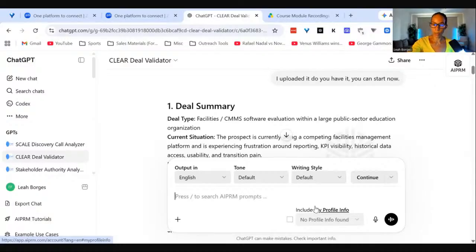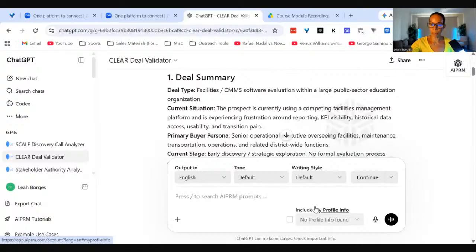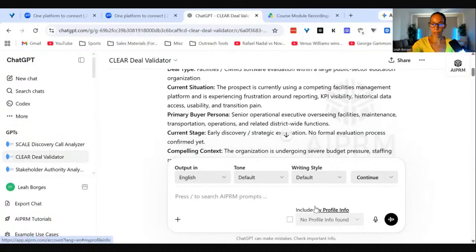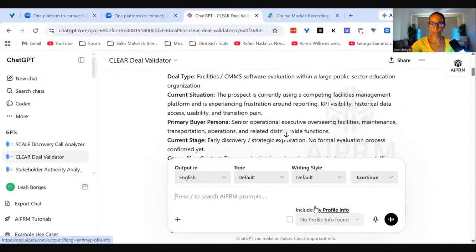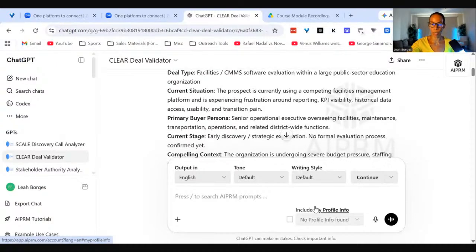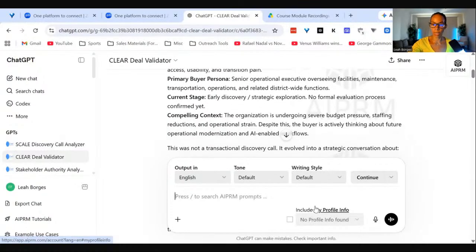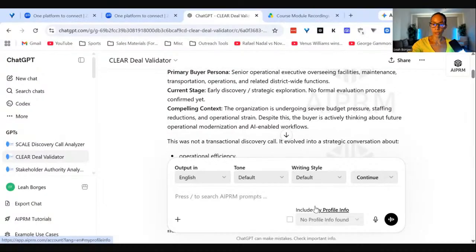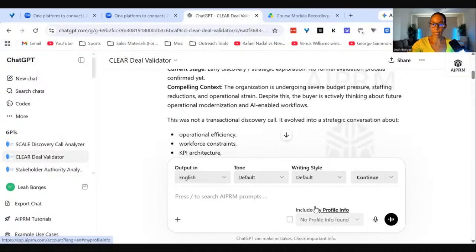Okay, so here's the deal summary. So it's going to give you a deal summary of the deal. So who's involved? So this is facilities, software, in public sector. The prospect is using a competing facilities management platform. So this is what it is. It gives you the primary buyer persona, the current stage. So this is great because it's in early discovery, strategic exploration, and here's the compelling context.